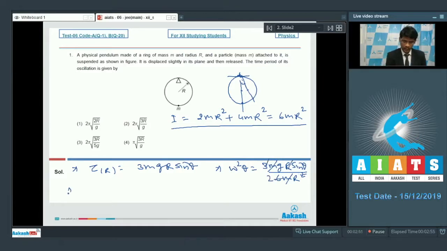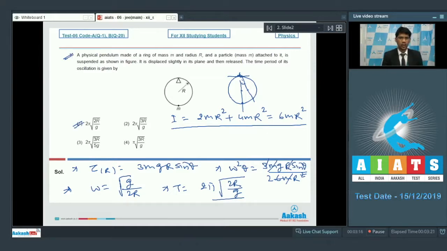This will cancel out, and if we approximate sine theta to be very small as theta itself, then we are getting the value of omega to be equal to square root of g divided by 2r. Got it? So here the time period will be 2 pi by omega, that will be equal to 2 pi square root of 2r by g. So we are getting the answer as option 1 here. So option 1 is the correct answer for question number 1.